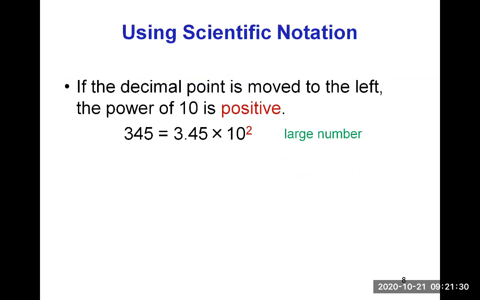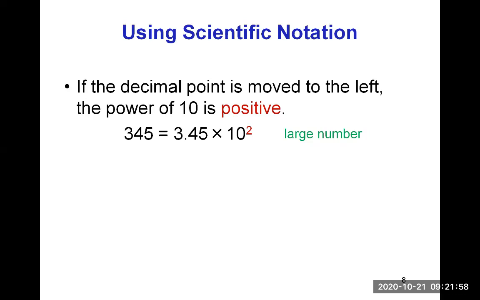So in conclusion, what you observed is that if the decimal point is moved to the left, the power of 10 will be positive. For example, in 345, the dot is after the 5, you move it 2 times to the left, and you get 3.45 times 10 to the 2, so the second power. So it's a positive power because we started with a large number.